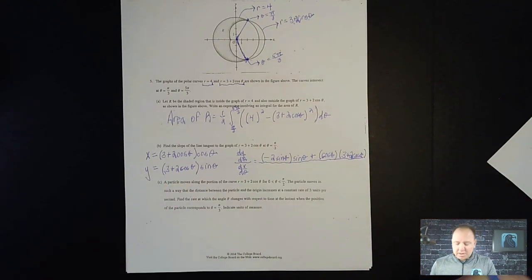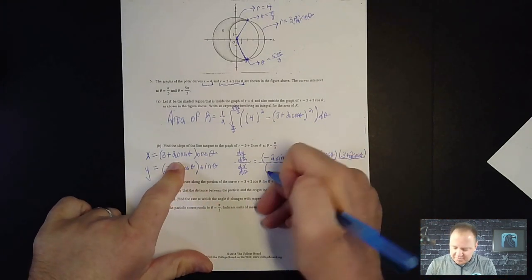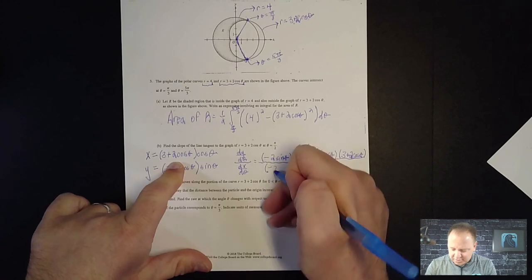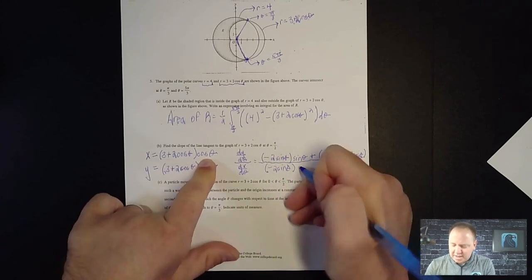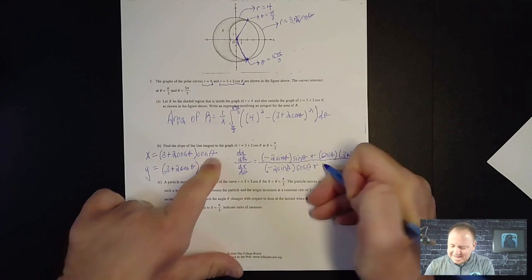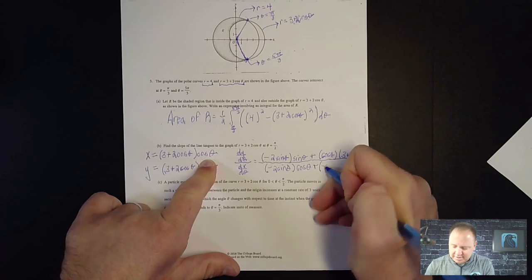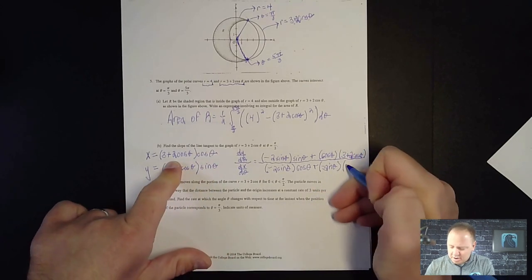Slouching in my chair, I don't know why. All right, same thing for the dx d theta. Derivative of the r is still going to be negative 2 sine theta. Then I'm going to multiply that by the cosine theta. Then I'm going to add that times the derivative of the cosine theta, all back times the r.